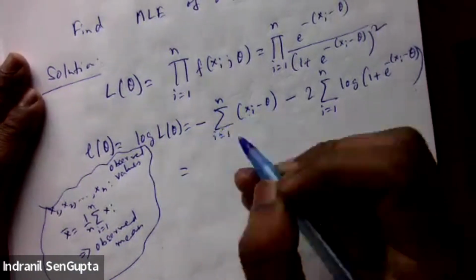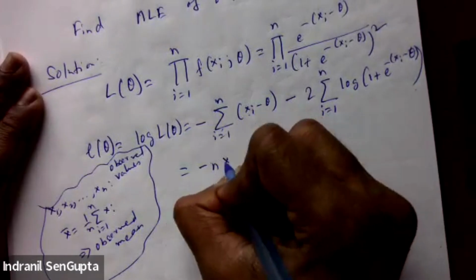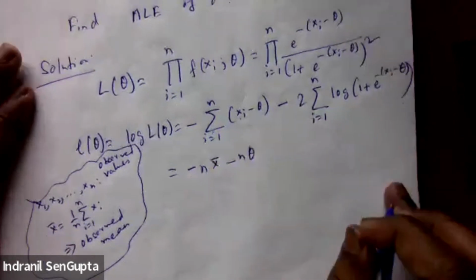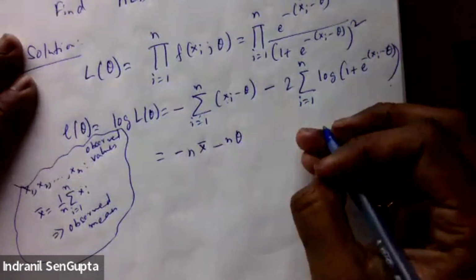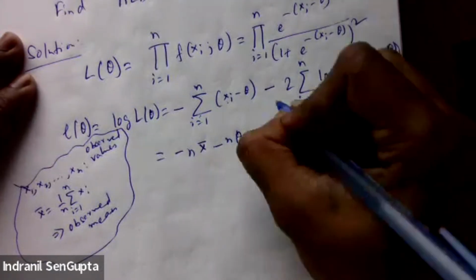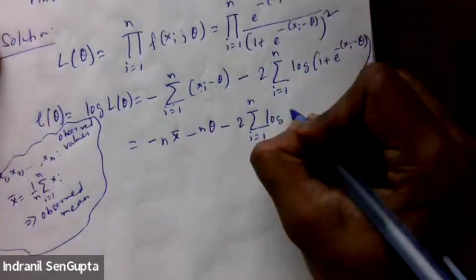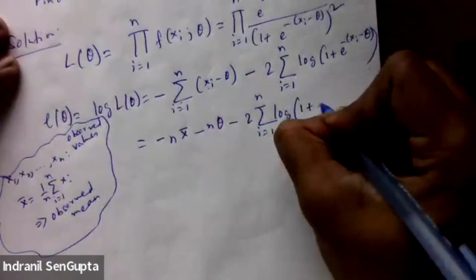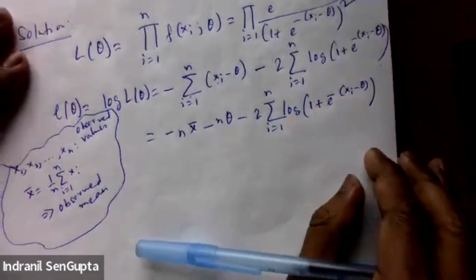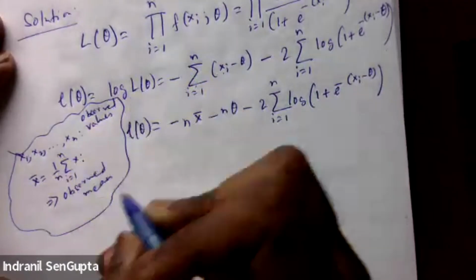Now note that I can see it here. So the summation of xi is basically n times x bar. So it's minus n x bar. And then minus, there's theta, but there are n of those, so it's n theta. And then minus 2 summation i from 1 to n log of 1 plus e to the minus xi minus theta. Okay, that's my L theta.